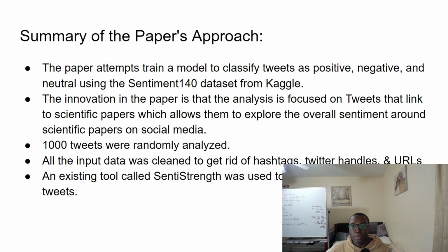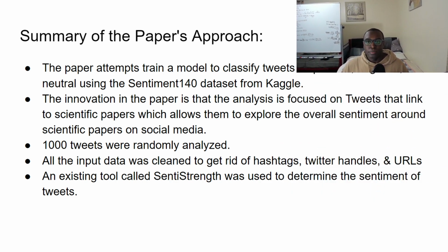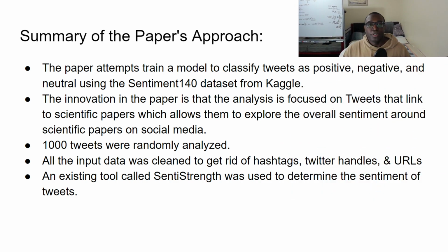Pretty much the summary of the paper that I read was that the paper attempts to train a model to classify tweets as positive, negative, and neutral. I ended up using a different dataset, so just positive and negative for me. The innovation is that these tweets focus on scientific papers, specifically tweets that link to scientific papers, to give them an idea of the overall sentiment around scientific papers on social media. So not just random tweets.